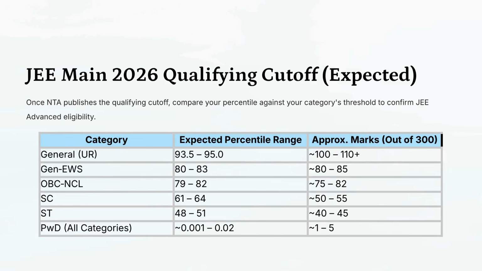Now let's see the expected JEE Main 2026 cutoff. Here is a quick look at the expected cutoff trends for 2026. The general category is expected around 93.5 percentile. EWS is around 80 to 83 percentile, whereas OBC is expected around 79 to 82 percentile. And for SC and ST, it may range between 61 to 64 and 48 to 51 percentile respectively. These numbers will help you set a realistic target.